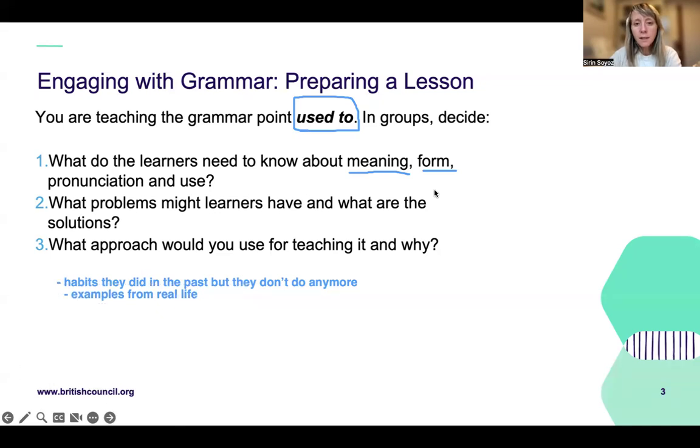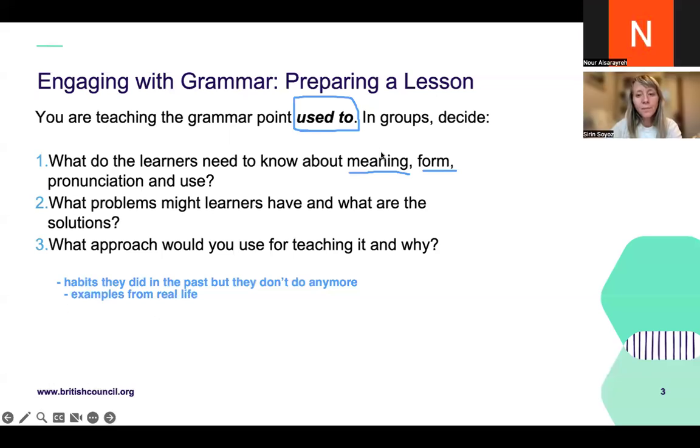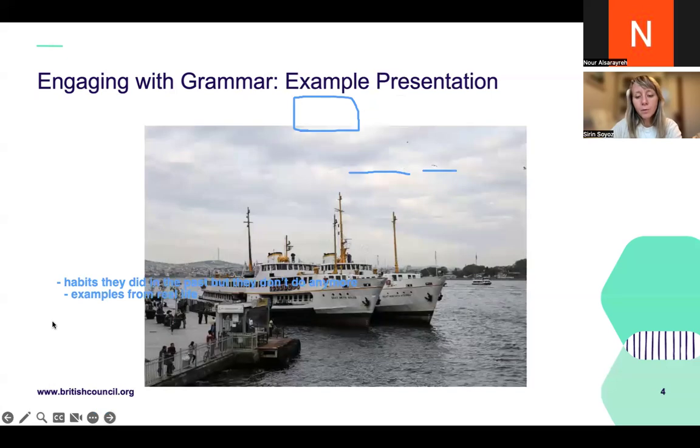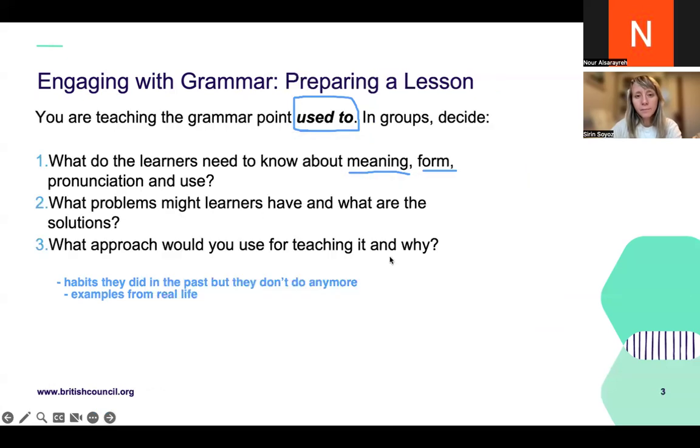What do others think? Laila, Mohammed, Noor, what do you think? Rogaya, Sufyan. Yes, Noor? About the form, maybe what is the correct tense or the correct form of the verb that follows used to. Okay. To be careful about using the base form of the verb when they use this kind of grammar.